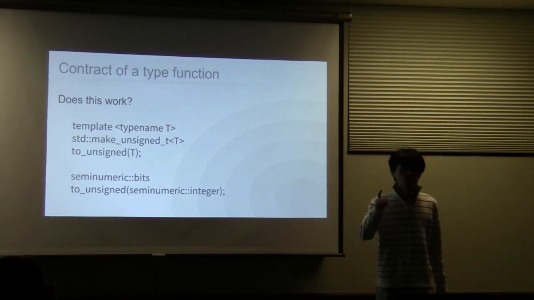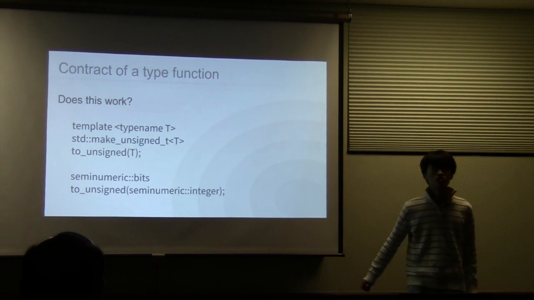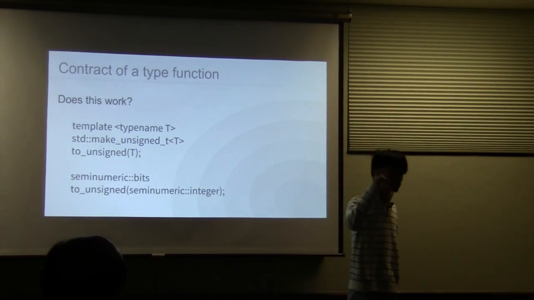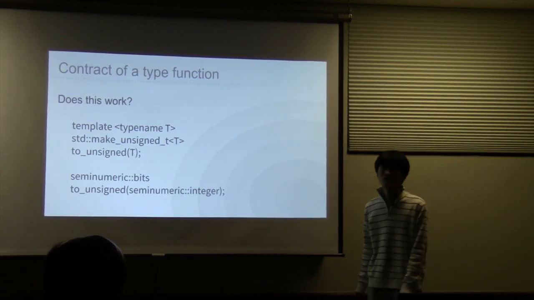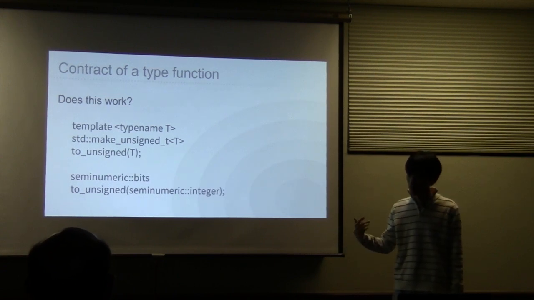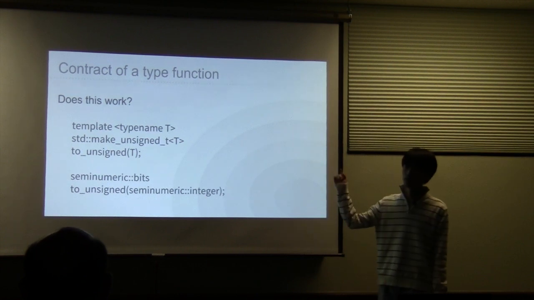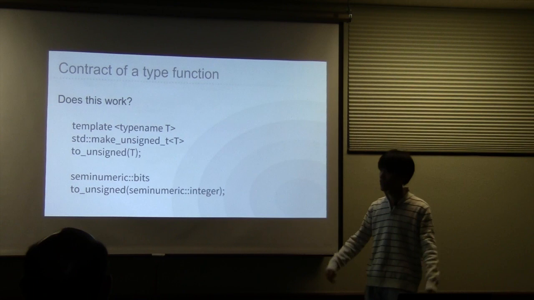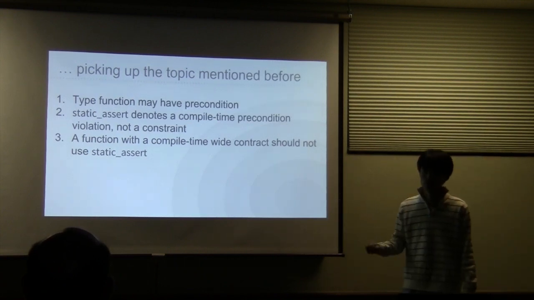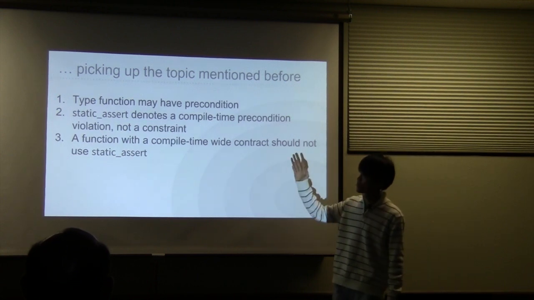Let's look at the standard and find make_unsigned. In the description part, there is a tiny little wording at the end. It says requires T is an integral type or enumeration but not bool. Requires. We don't usually see this in metafunctions, type functions. We know what it means in runtime functions: requires is a precondition, right? If you violate this, it's undefined behavior. What happens if we put requires on type functions? Well, obviously, that's a compile-time undefined behavior. So type functions may have preconditions. And static_assert is an approach, not a mandated approach, to denote a precondition violation.